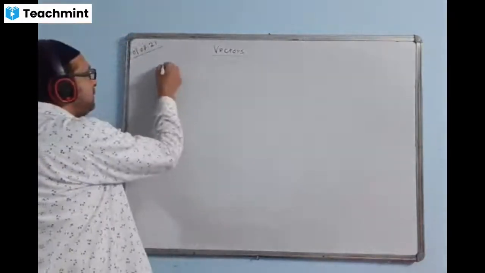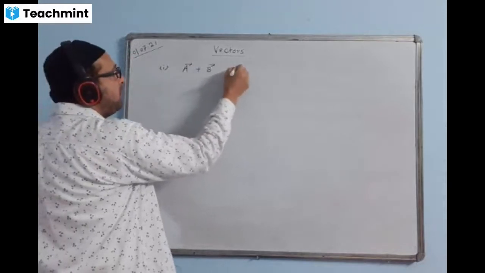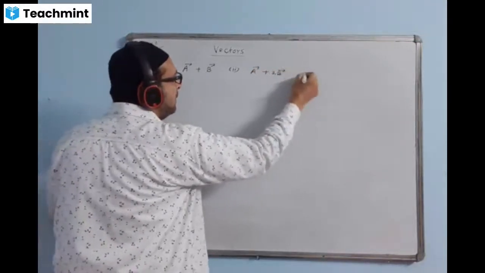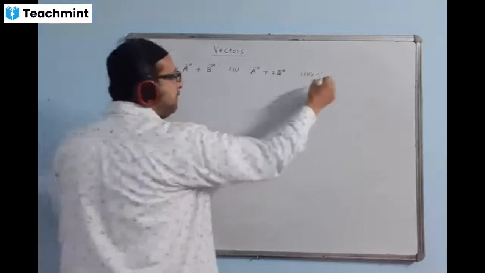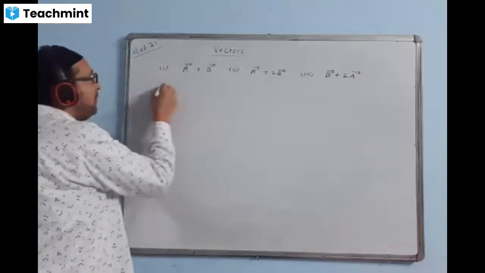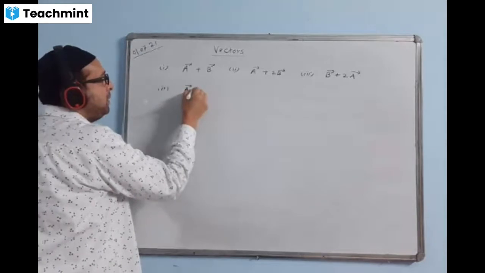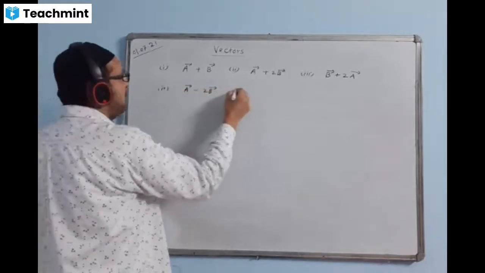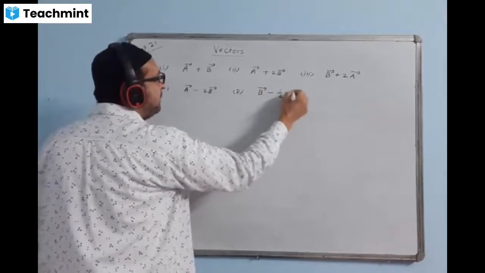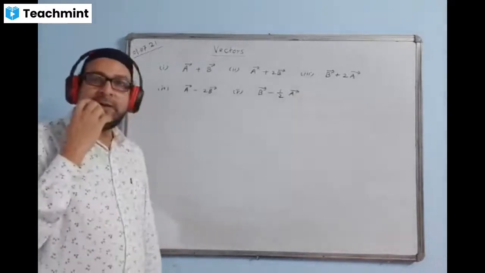Okay. Write number 1: A plus B. Second one, you write A plus 2B. Third one, B plus 2A. Fourth one, A minus 2B. Fifth one, B minus half A. Okay.